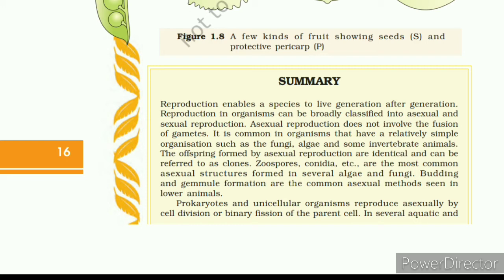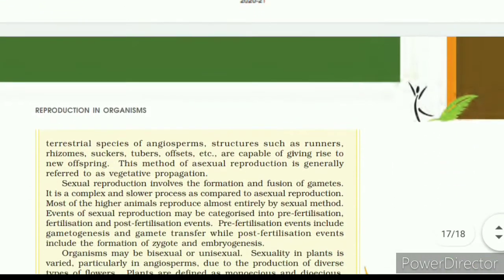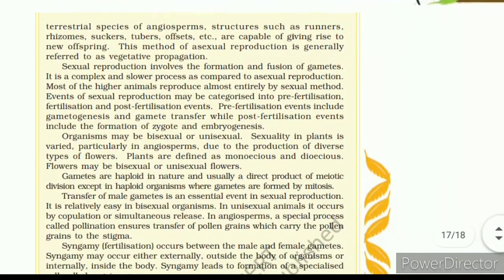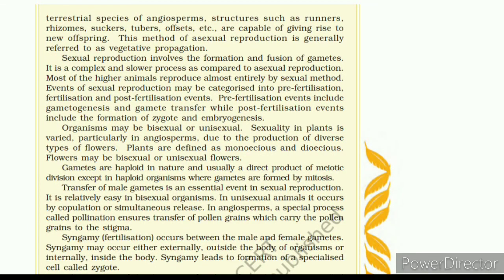Sexuality in plants is varied, particularly in angiosperms, due to the production of diverse types of flowers. Plants are defined as monoecious and dioecious. Flowers may be bisexual or unisexual. Gametes are haploid in nature and usually a direct product of meiotic division, except in haploid organisms where gametes are formed by mitosis. Transfer of male gametes is an essential event in sexual reproduction.